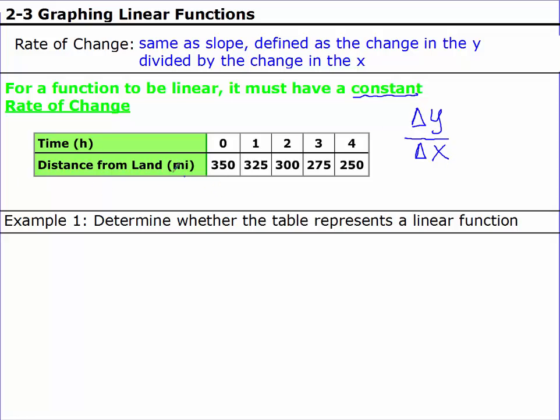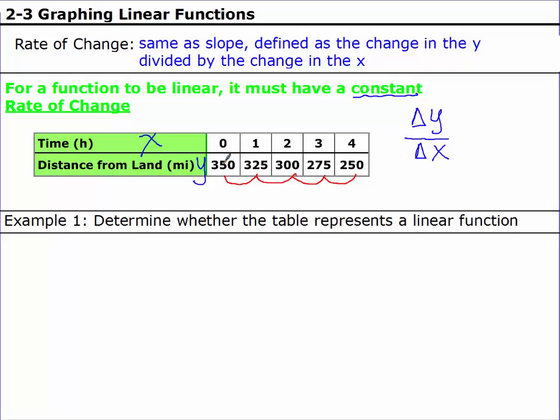So if you're given a table of values like this, first thing you need to do is determine which one's x and which one's y. So it's like a ship coming into land. The time that it takes and the distance from the land. Time in almost every instance is your independent variable, your x, because we can't control what time does. It's going to move forward no matter what. So that makes our distance from land our y. So we want to find the change in y divided by the change in x.